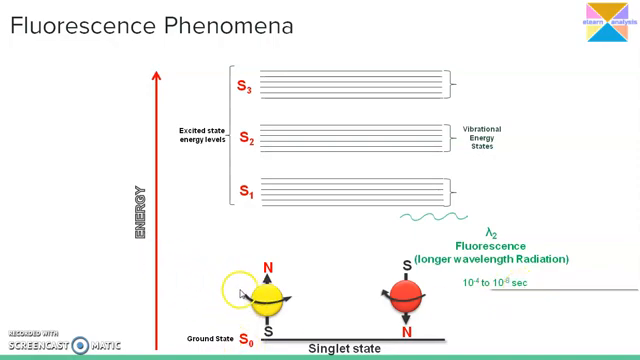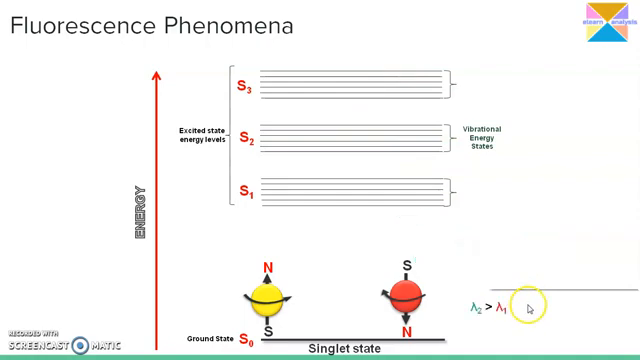So the moment the absorption happens with this electron, the whole process of fluorescence will happen within this fraction of a second. I have already mentioned that lambda 2, the fluorescence wavelength, is always longer when compared to the UV visible radiation. That's why the fluorescence happens at the longer wavelength and lesser energy, whereas lambda 1, which is the UV visible radiation, is of shorter wavelength and higher energy. This was all about the fluorescence phenomena.